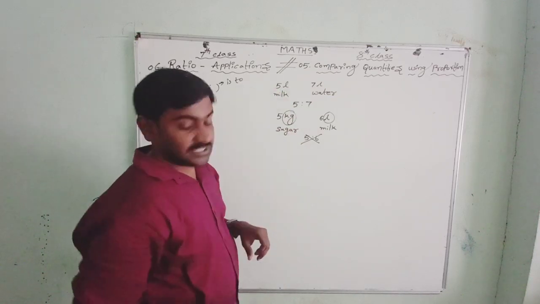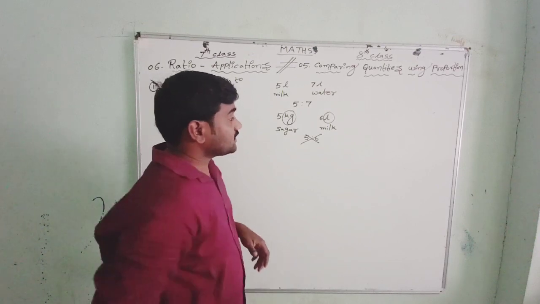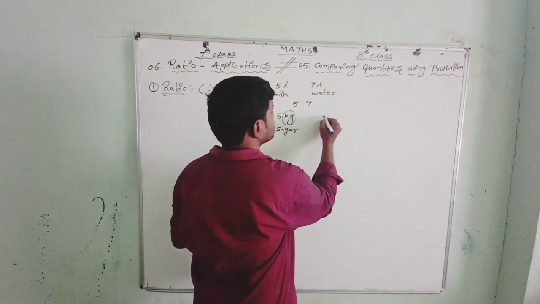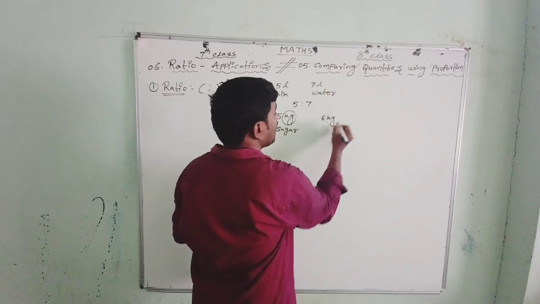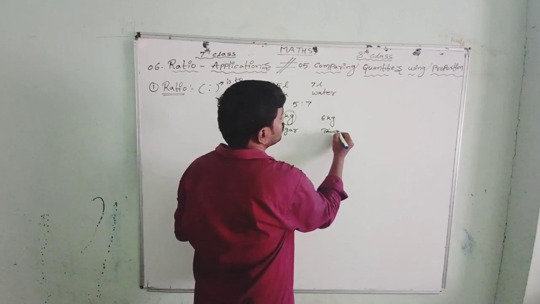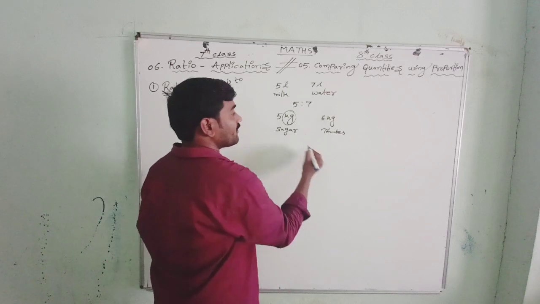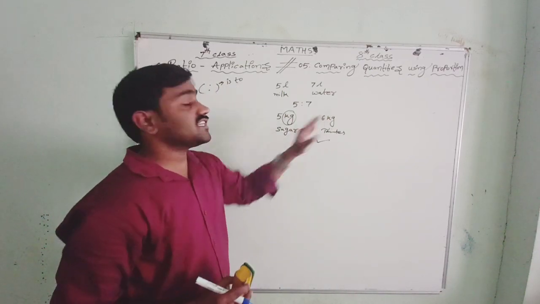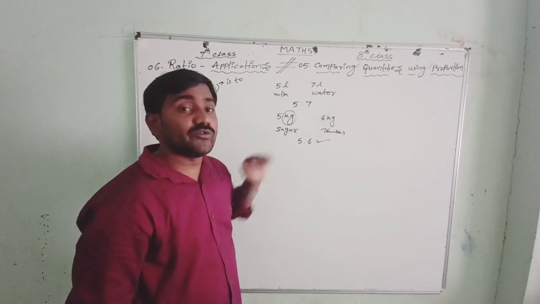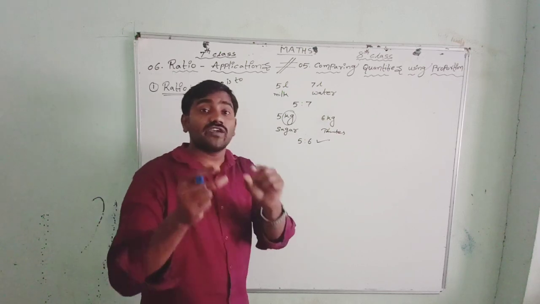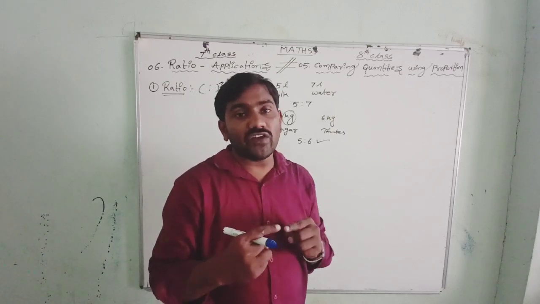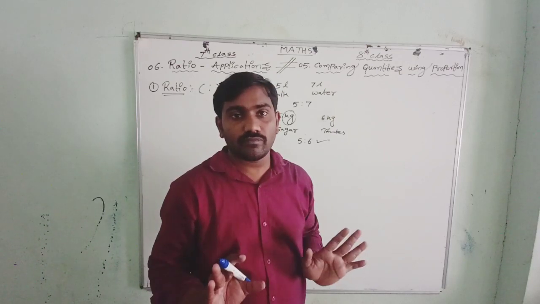See, liters and liters. Suppose it is 6 kg of tomatoes, then we can write 5:6 because kgs and kgs have the same units. We can make a ratio only when they are in the same units. If they are in different units, we cannot form a ratio.